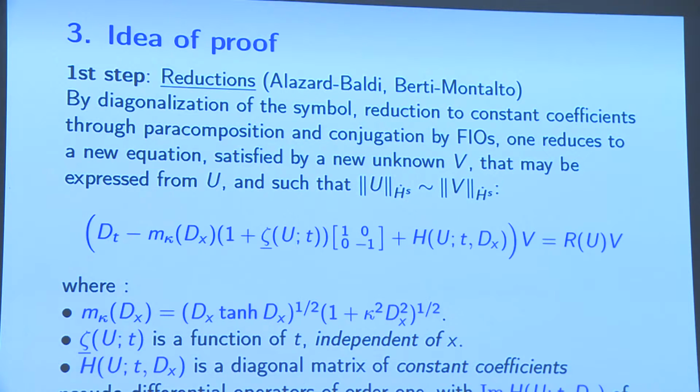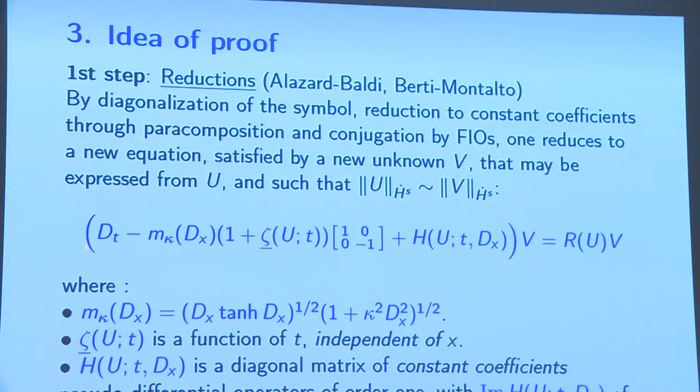So in other words, you may introduce some new unknown, capital V, that may be expressed explicitly from U, that will be of the same size of U in H^s when both terms are small enough, and such that this new unknown will solve a new equation that may be written as follows.